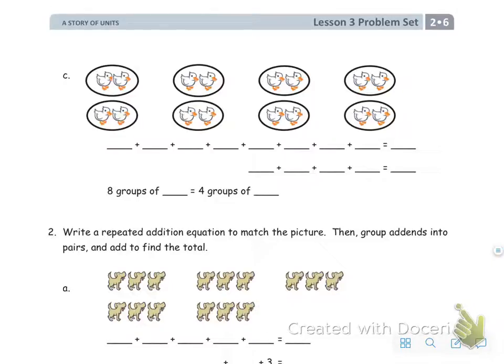Alright, so this problem ramps it up just a little bit more even. So we have groups of 2, it looks like. So go ahead and fill these out. 2, 2, 2, 2, 2, 2, 2, and 2. And then of course we should just come in and count up how many we have all together. So we've got 1, 2, 3, 4, 5, 6, 7, 8, 9, 10, 11, 12, 13, 14, 15, 16 altogether.